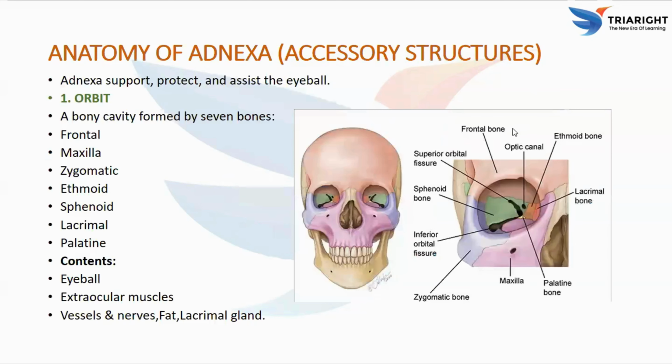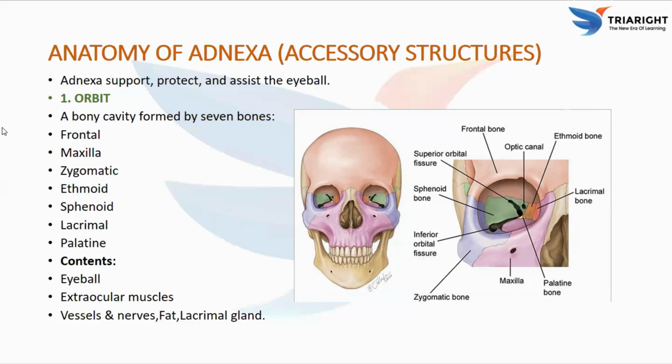So today in this session you're going to learn about the anatomy of adnexa. So what is adnexa? It is an accessory structure of the eye. So what are the accessory structures of the eye? The adnexa are the structures that support, protect and assist the eyeball. They include the orbit, extraocular muscles, eyelids, conjunctiva and the lacrimal apparatus.